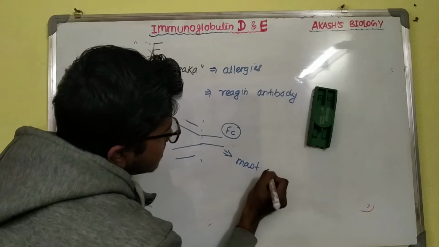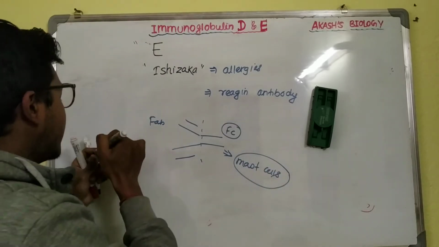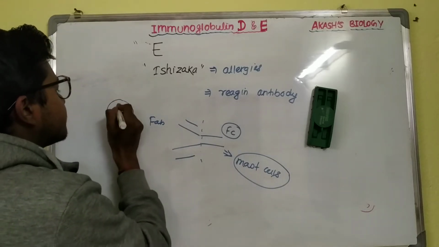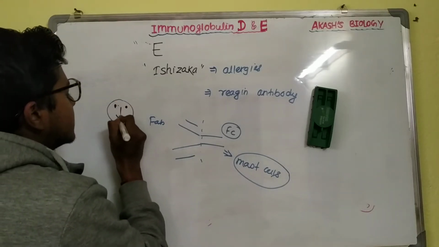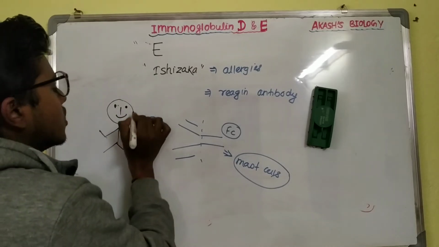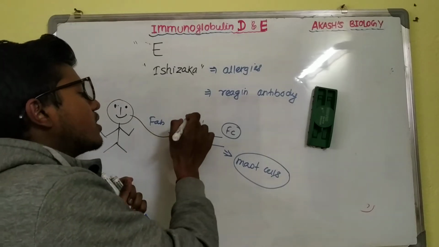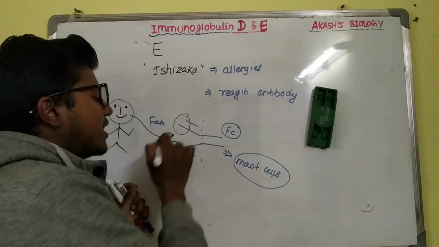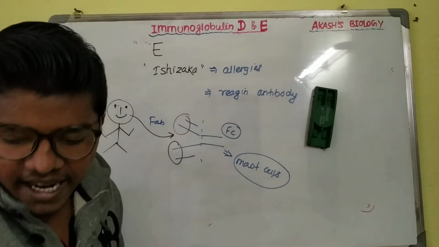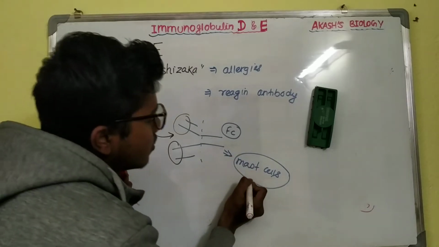So what happens? Let's say an antigen has come. If the antigen comes in sufficient quantity, it will combine with the paratope of the antibody. At the same time, the Fc fragment is also activated. When the Fc fragment is activated, the mast cell will degranulate.